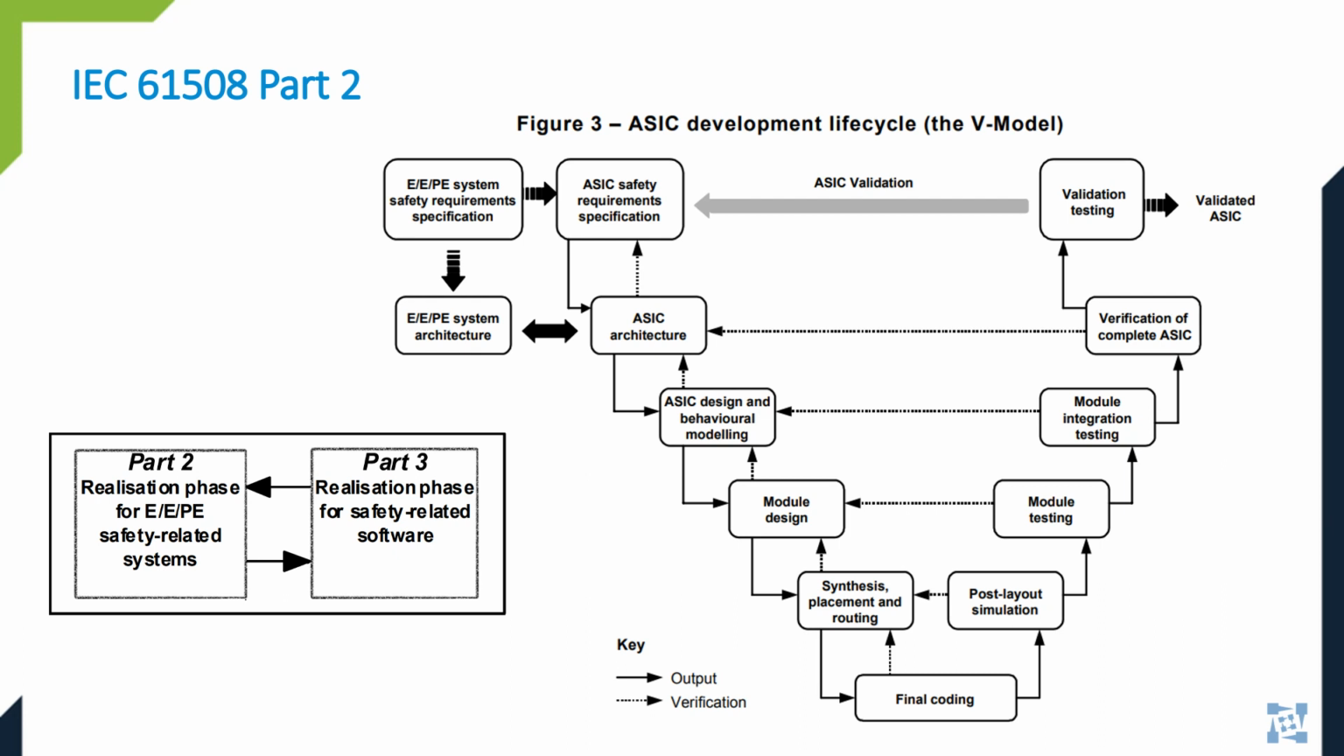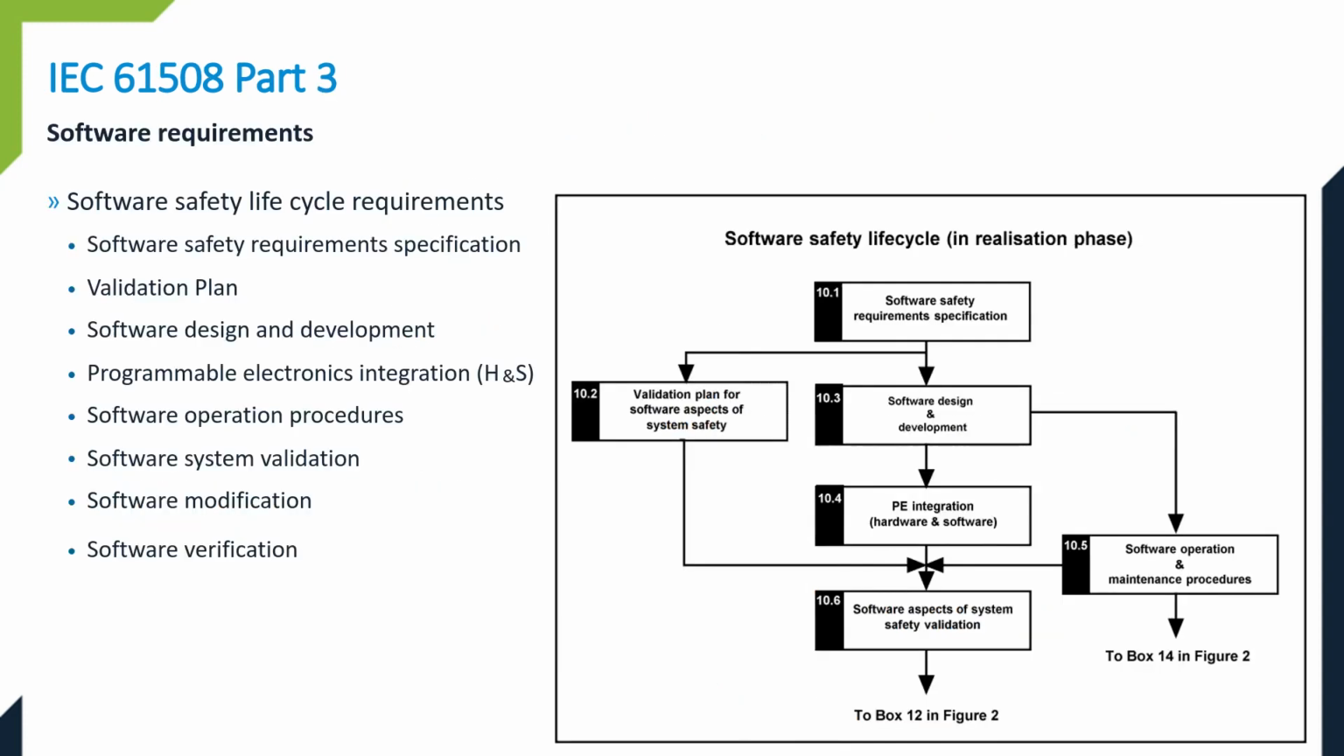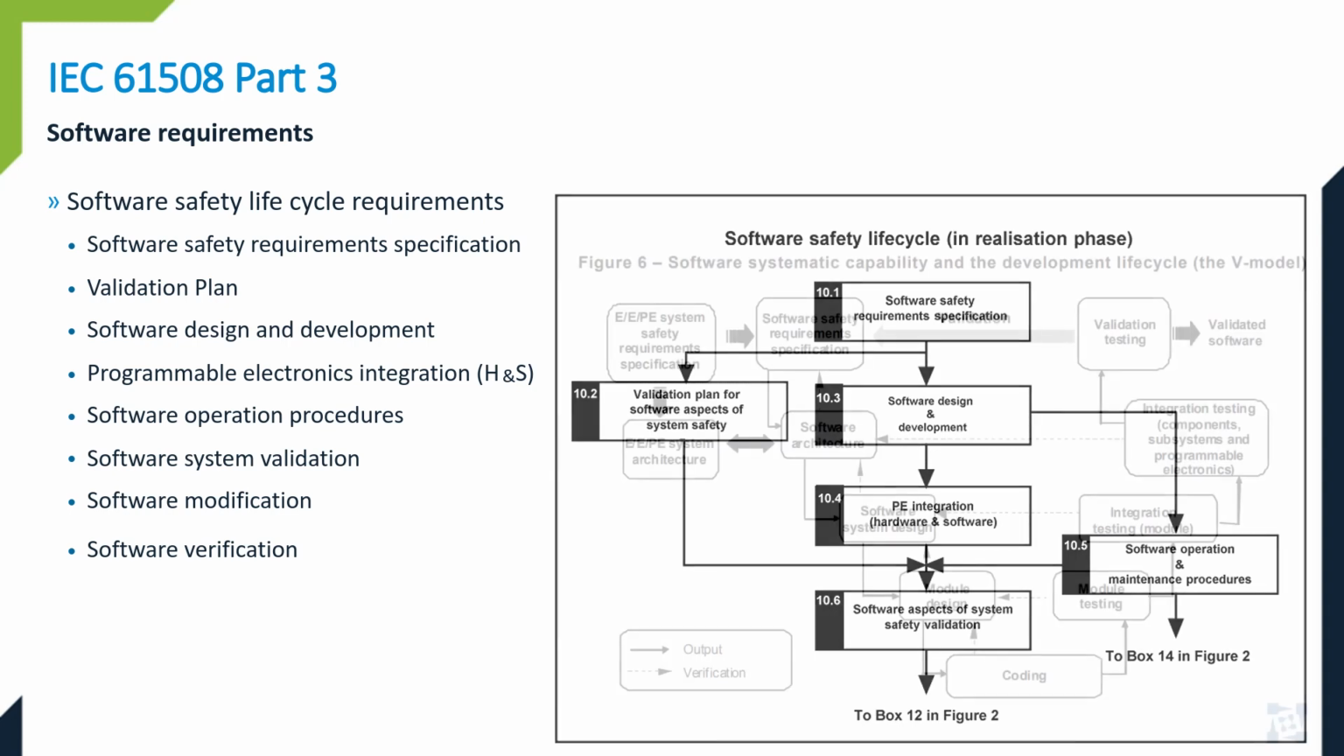Part 3 of the standard focuses on the software and its development lifecycle. Now, these two parts are dependent on each other, so there is a collaboration that takes place. Part 3 has its own software safety lifecycle with artifacts that need to be produced. You have requirement specification, design, development, and integration, not just with other software units, but the hardware as well. Then you have verification and validation, and operation procedures that are also required.